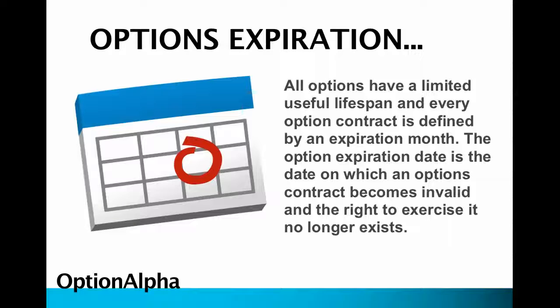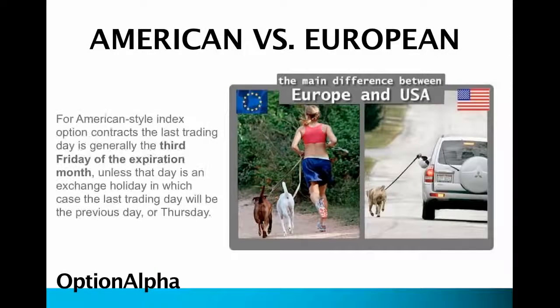Now, this is different than traditional stock because stock really doesn't have an ending date. There's no time period when you have to turn in your stock for money. With options, there is a defined expiration date that you either have to exercise the contract or reverse your order and sell it back to the market. So the option expiration date is the date on which options become invalid and the right to exercise is no longer there.